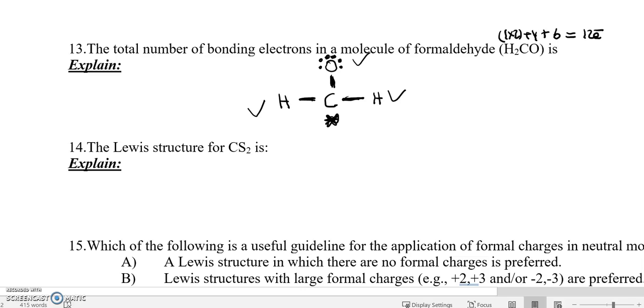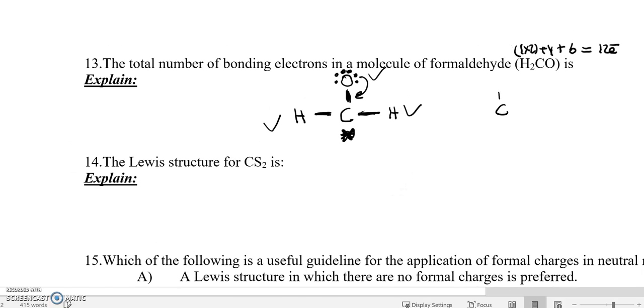Hydrogens are good to go, but not carbon, right? Carbon does not have an octet. So what we're going to do is move electrons down here to make an octet. Once we do that, carbon will have a double bond with oxygen, and then we'll have a hydrogen here and a hydrogen here. Now this carbon has an octet because there are 1, 2, 3, 4 pairs of electrons around it. All right, that's going to be the structure.